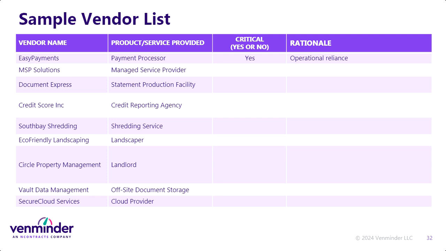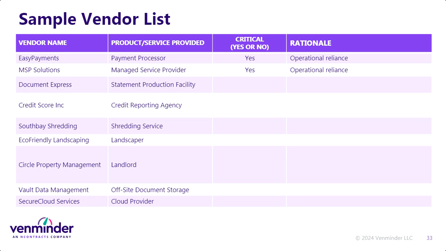And an extended outage would create a negative impact on your operations because no money coming in means that you can't pay your bills and keep your business running as it normally would. So all this to say, a payment processor would be considered critical because your organization has an operational reliance on this vendor service.